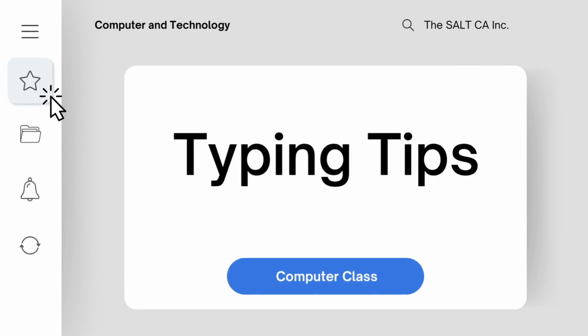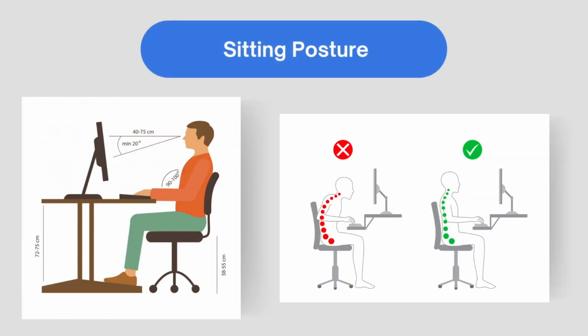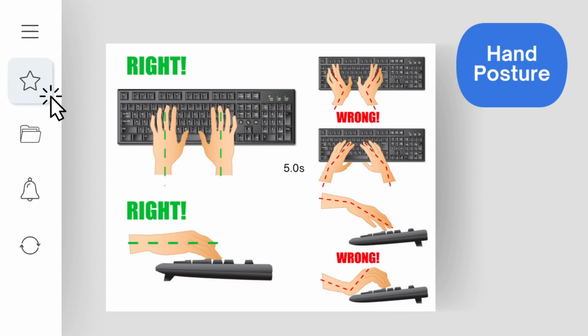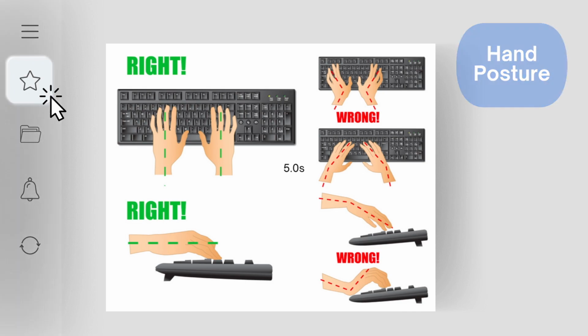Here are some typing tips. When you sit down, remember to sit up straight so you don't hurt your back. And the hand posture should just be natural. Not too close, not too far, just right.